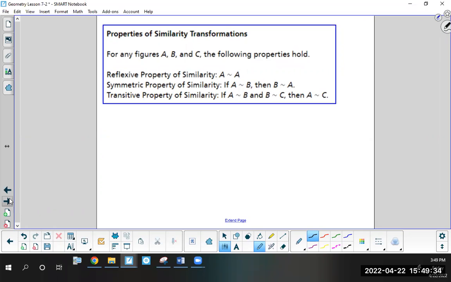Transitive, this is that one we've talked about before. If A is similar to B, B is similar to C, therefore A is similar to C. So it's our three parties there. Okay, and there will be ones that I will provide for you if you need to use them in a proof.